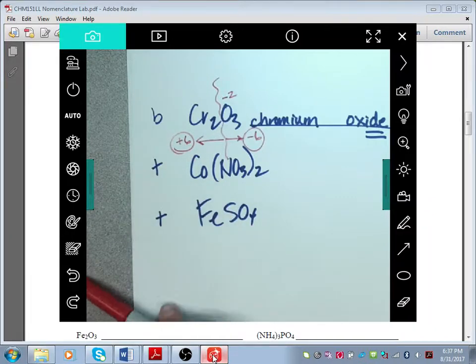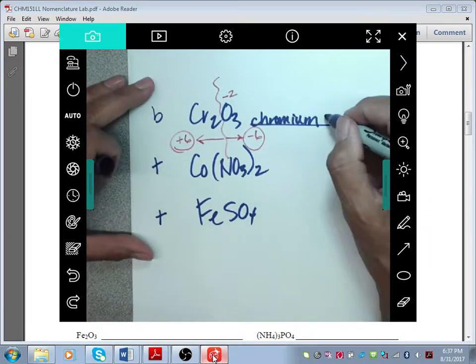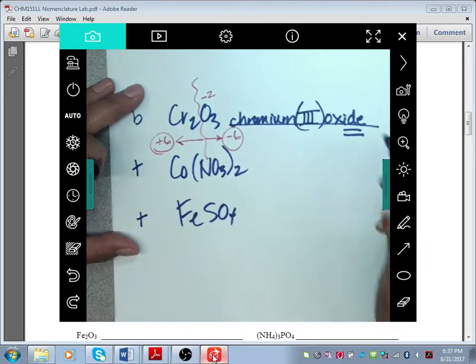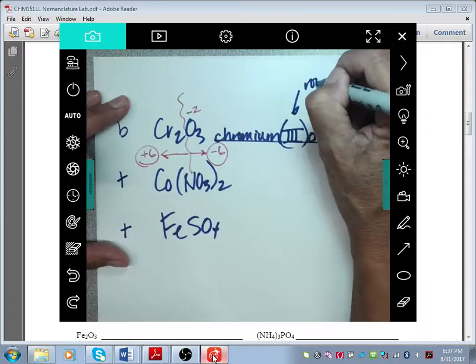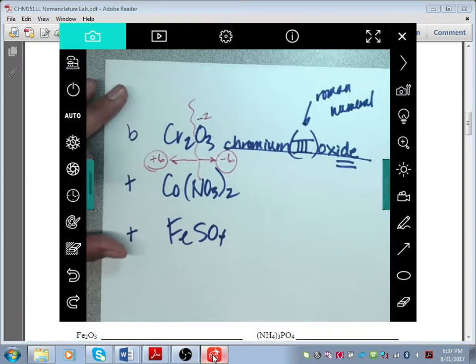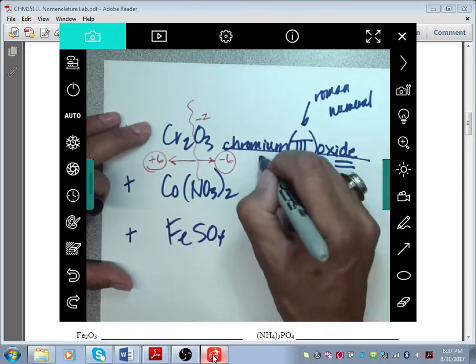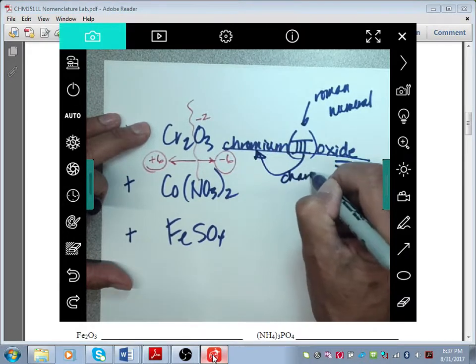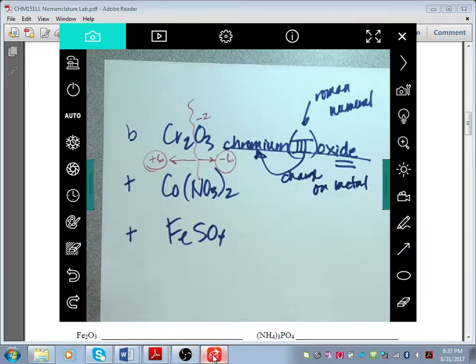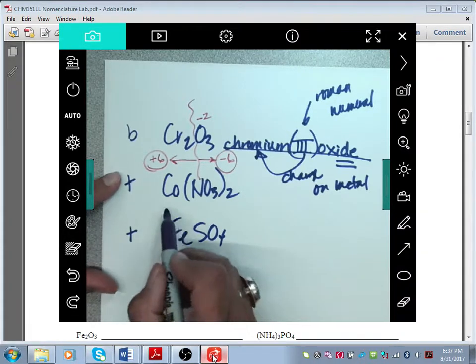3. So the Roman numeral we're going to use, and you put it in parentheses. So there's the Roman numeral. And it signifies the charge on the metal. It doesn't tell you anything else. It simply tells you what the charge on the metal is, because chromium can be chromium +2 or it can be chromium +3. In this case, it's chromium 3. All right, let's do the next one.